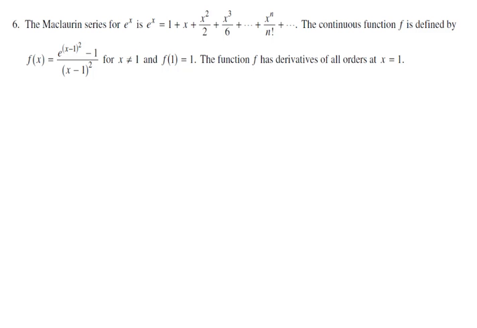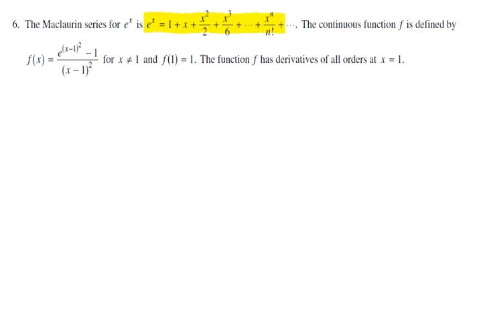Okay, I want to talk about a problem that we did in class today, and that is problem number 6 from the 2009 BC test. And in this problem, we're given the fact that the Maclaurin series for e to the x is equal to 1 plus x plus x squared over 2 plus x to the third over 6.